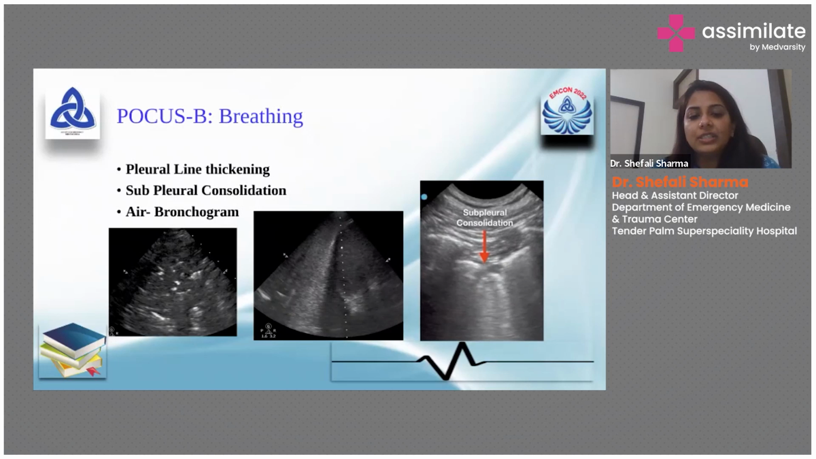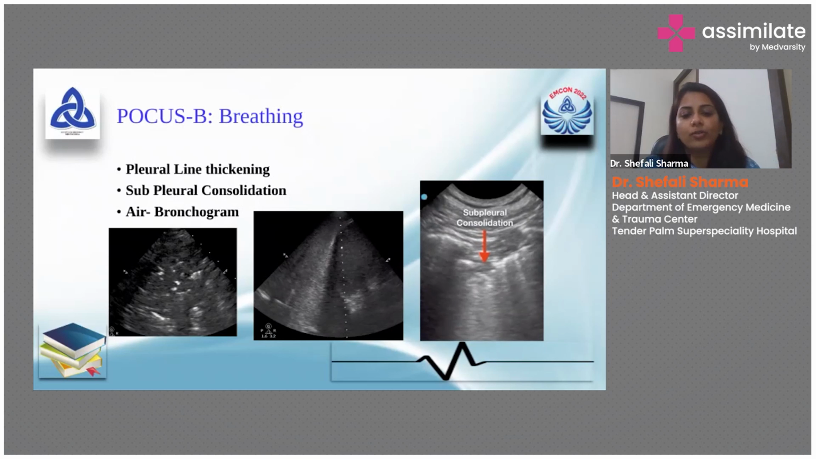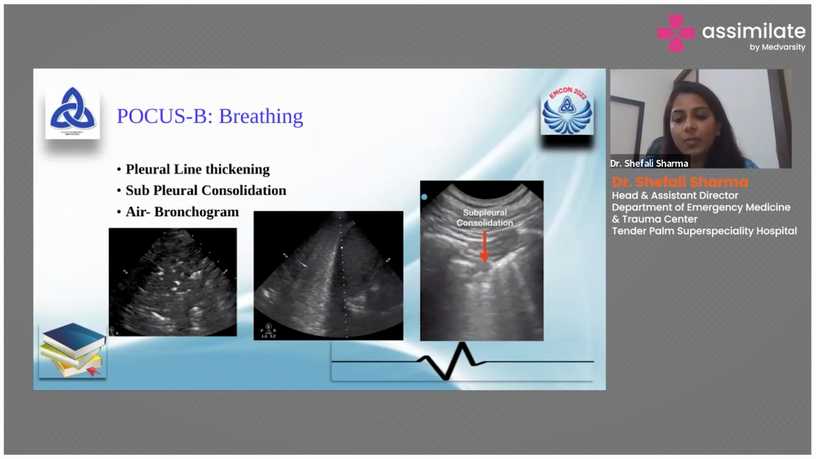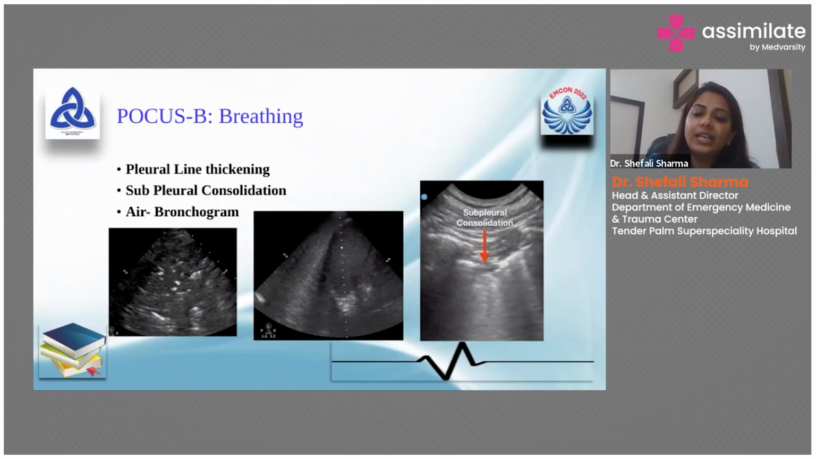In the second video, the bubble which is going up and down shows an air bronchogram, that is generally seen in pneumonia. And the third is your subpleural consolidation. If you see this third video where the red arrow is marked, there is pleural sliding happening. The visceral and the parietal pleura are sliding over each other. And below that, at that red arrow, there are some consolidation patches.